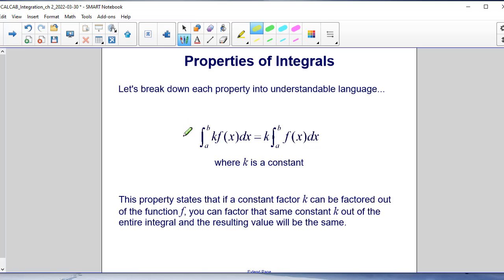For this property, notice that there is a constant k multiplying the function. If we factor out that k, the result of the integral would be the same. So this property states that if a constant factor k can be factored out of the function f, you can factor the same constant out of the entire integral, and the resulting value would be the same.